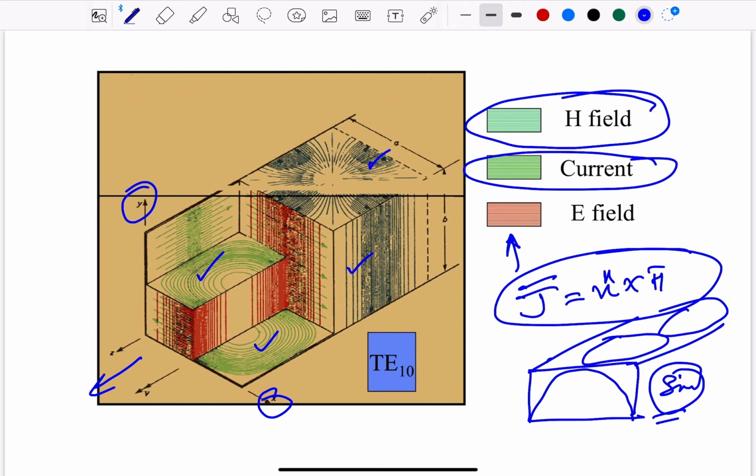So what will happen, the current will flow along the length, let's say it's going in the z direction, and the magnetic field will be carried in a loop, like that, in the xy plane. Hopefully this fact is clear to you. Now considering this fact, we can find the way of exciting or coupling this TE10 mode.